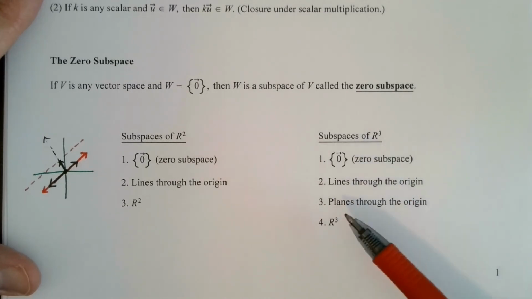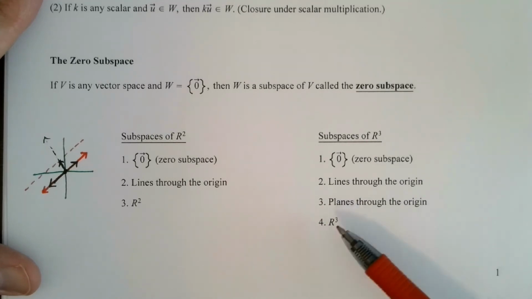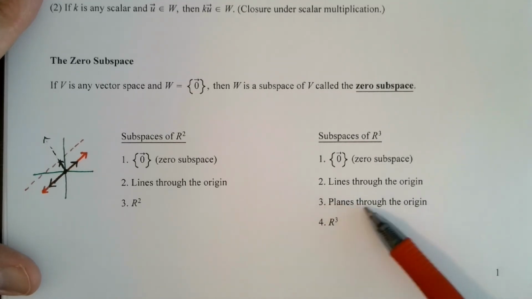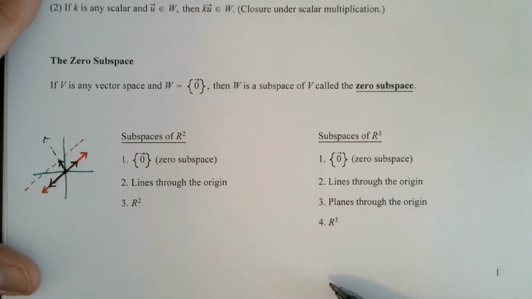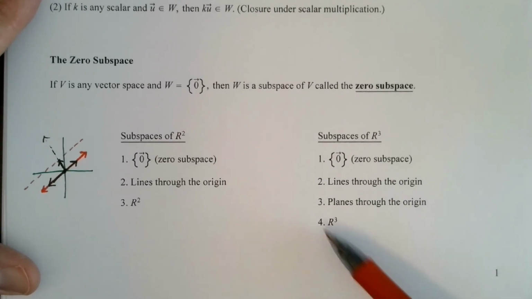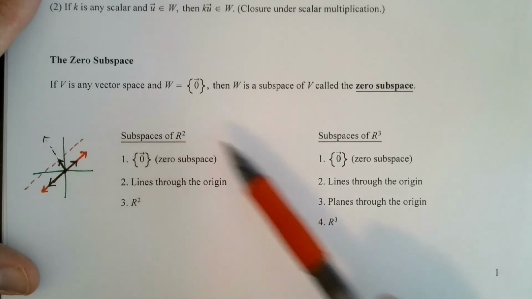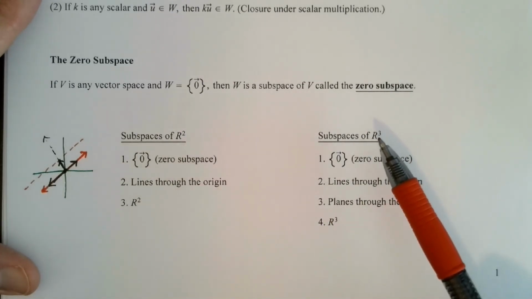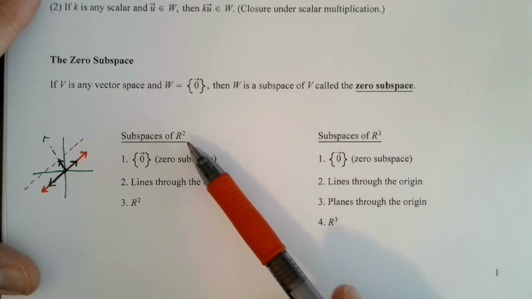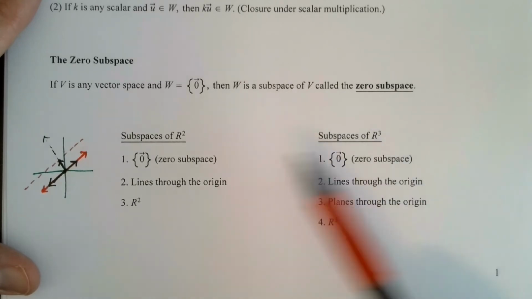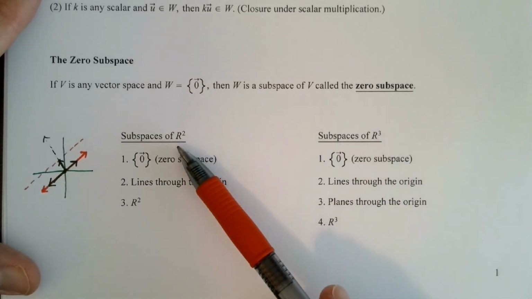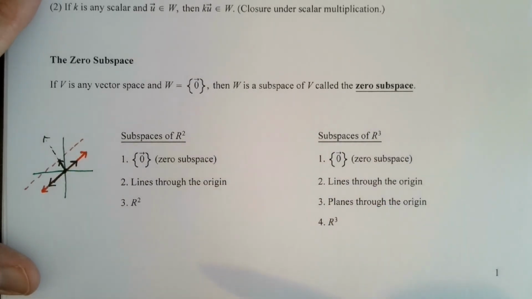Now, I do want you to know these facts. Please realize that 2 space is not a subspace of 3 space. Planes through the origin is not 2 space. So please be careful about that. 2 space vectors are ordered pairs. 3 space vectors are ordered triples. Okay? 2 space is not even a subset of 3 space because no 2 space objects are in 3 space.